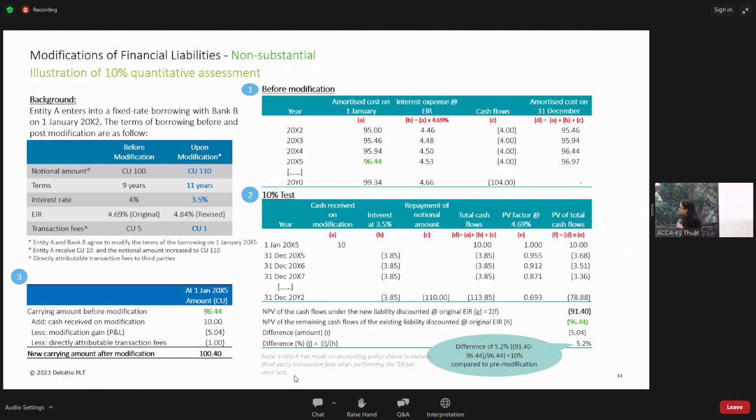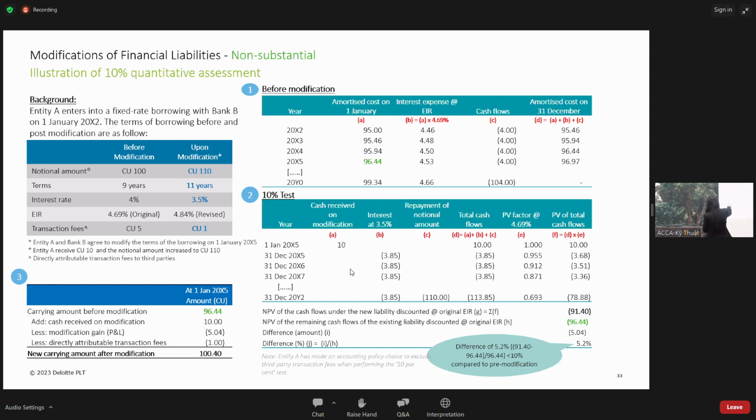Okay, I hope you all can see this. It's quite small. So this is one illustrative example of how I compute the 10% test and then conclude whether it is substantial or non-substantial. And then how do I account for it? Okay, so this is the fact pattern, top left. This one is to talk about non-substantial.